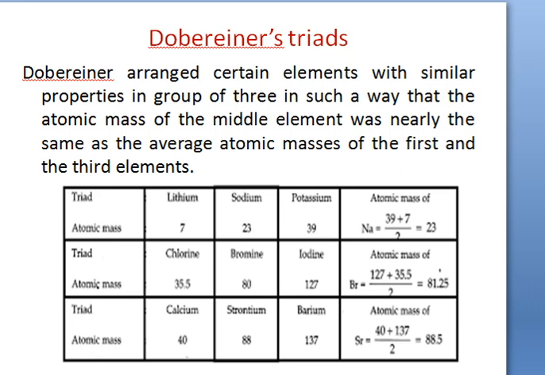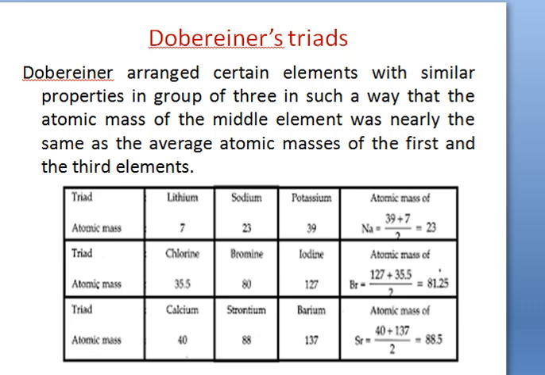Lithium has atomic mass 7 and potassium has atomic mass 39. If you calculate the average atomic mass for sodium, the middle element, then it is 23, and that also equals the actual atomic mass of sodium, 23. That means this concept is somehow correct, because these 3 elements have similar properties, and also the average atomic mass of first and third is equal to the middle one.